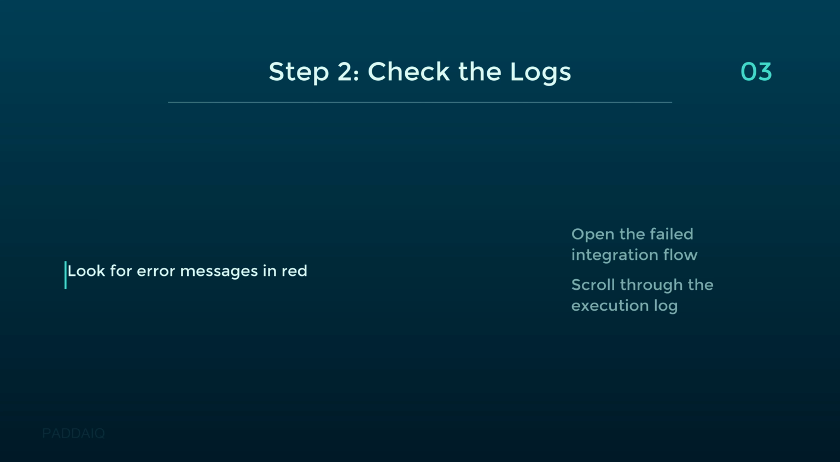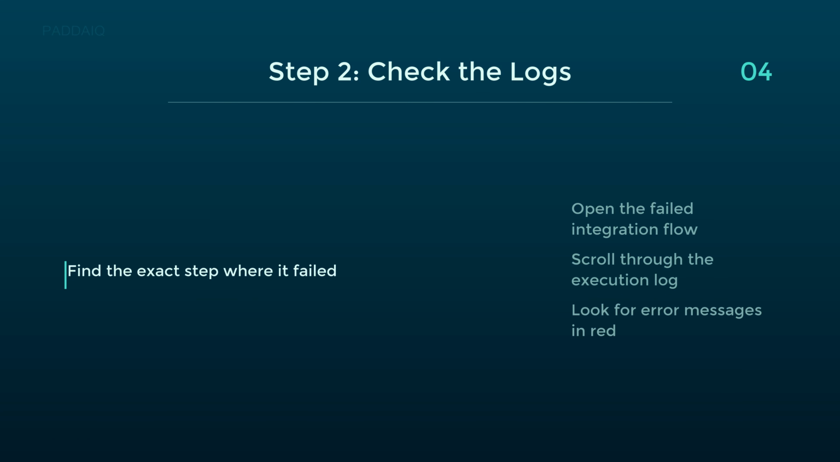Identifying these quickly helps you understand and resolve the problem efficiently. Find the exact step where it failed. This means locating the specific point in the log where an error occurred, rather than just seeing the final error message. For example, if a process to create a user fails, the log might show the failure happened during the database update step. Pinpointing this exact step is crucial for an efficient and accurate resolution.